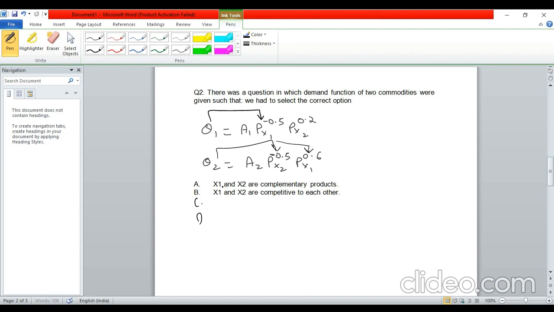So the first option was that x1 and x2 are complementary products. So this is definitely wrong. Second option was x1 and x2 are competitive to each other. So this I found to be correct, because it shows that these are substitutes. And option C and option D, they were a little bit complex, which I'm not able to remember. So guys, if you think any of those options is correct, do let me know. According to me, option 2 should be correct.